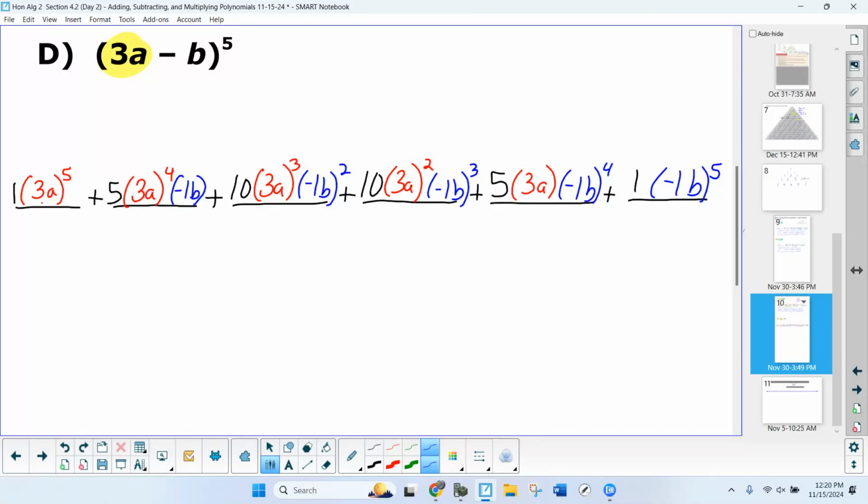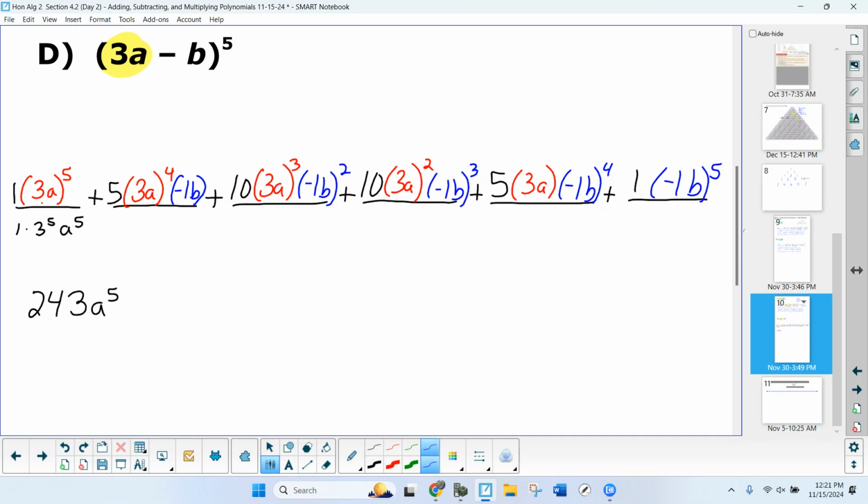All right, so what do I have here? I have 1 times 3 to the 5th, a to the 5th. Do you guys see that? So what math are you concerned with? 1 doesn't affect times 3 to the 5th. So what's 3 to the 5th? 243, a to the 5th. Are you guys good with term 1?